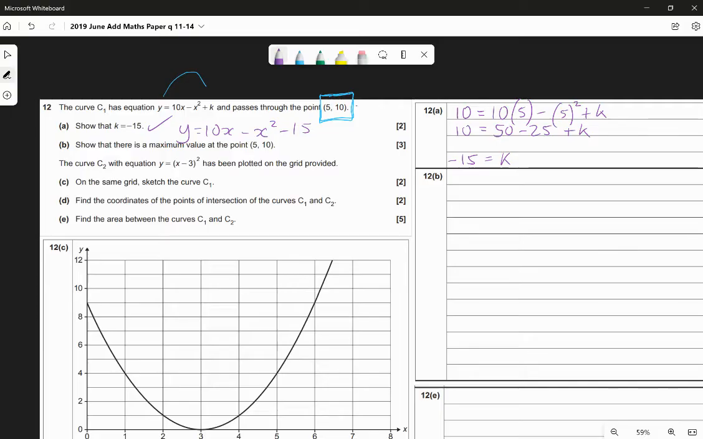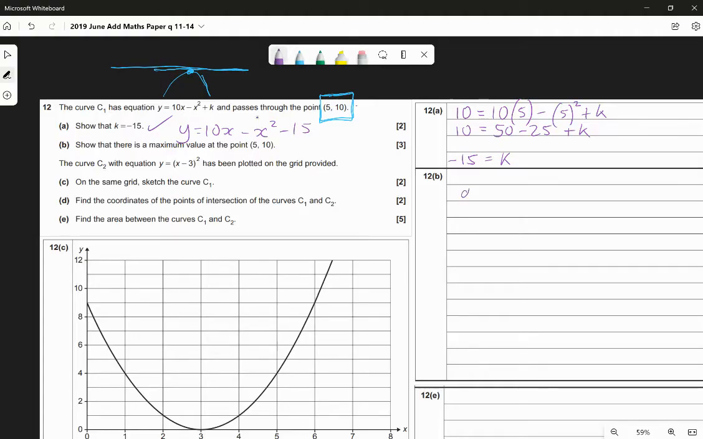To find a maximum point, we know that a maximum point has a gradient of 0. Okay, so at this maximum that we drew here, we drew this negative quadratic. At that maximum point, if we drew a tangent to the maximum point, that would have a gradient of 0. So to find the gradient, all we need to do is differentiate.